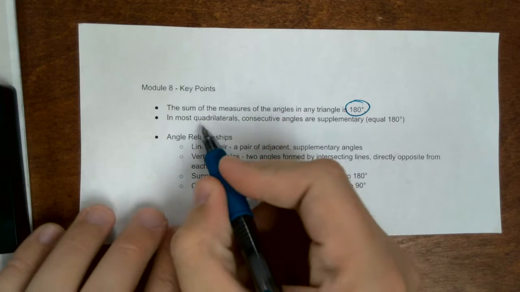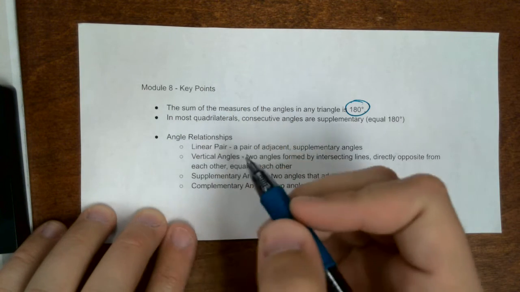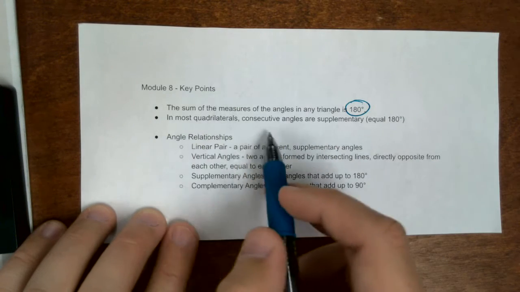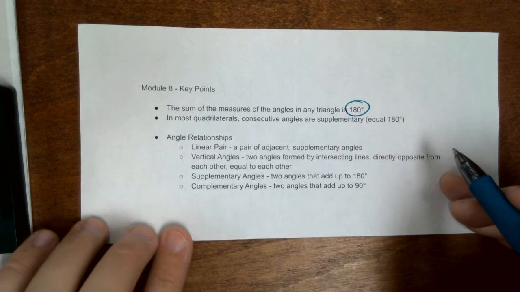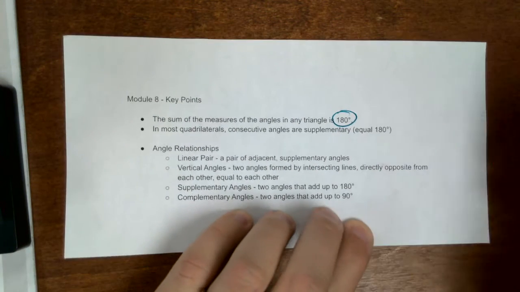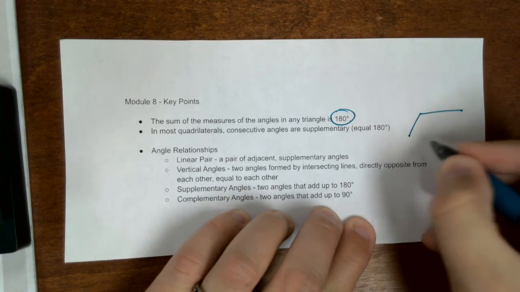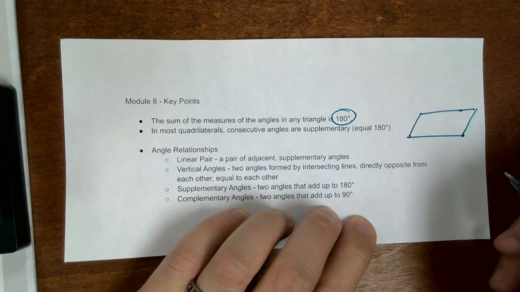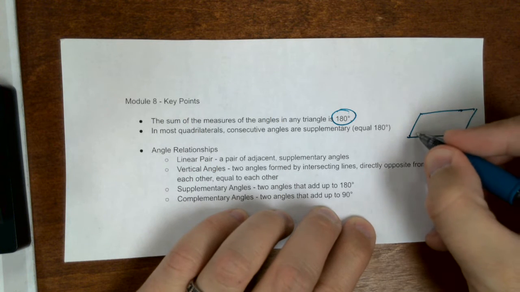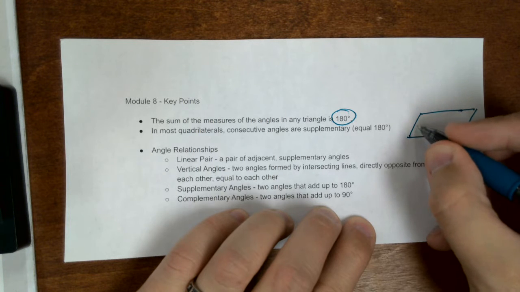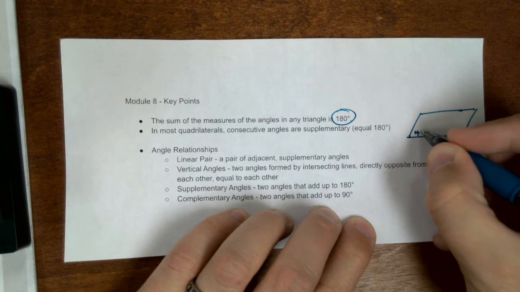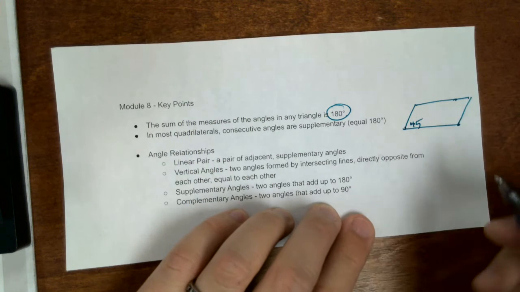Another thing to note is that in most quadrilaterals, keep in mind that a quadrilateral is just a four-sided shape, the consecutive angles are going to be supplementary. And what I mean when I say consecutive angles, if I was to draw a four-sided shape real quick, a parallelogram, and let's say that I make this angle right here to be, I don't know, let's say 45. Keep the numbers kind of nice.